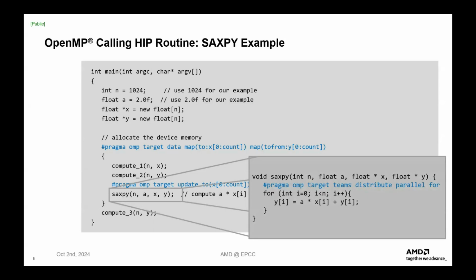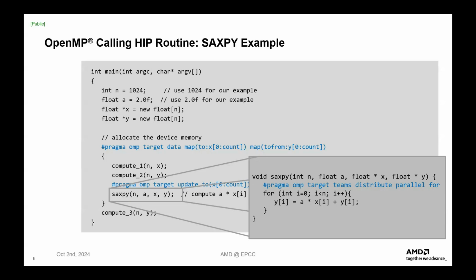Now, how did the SAXPY function look like for OpenMP? This is what Shelby and I presented yesterday. You have pragma OMP target teams distribute parallel for in this function. And that's all you have to do to offload it to the GPU.